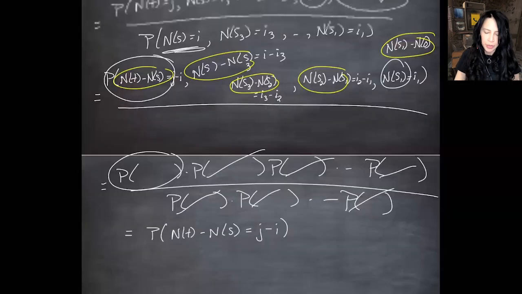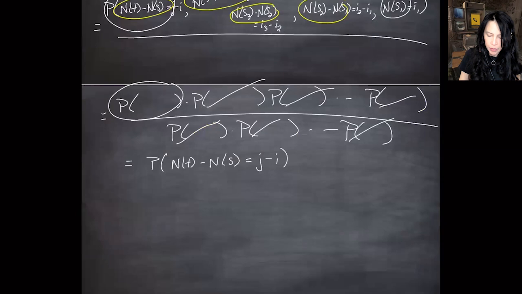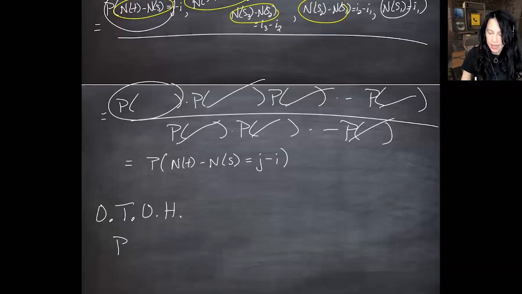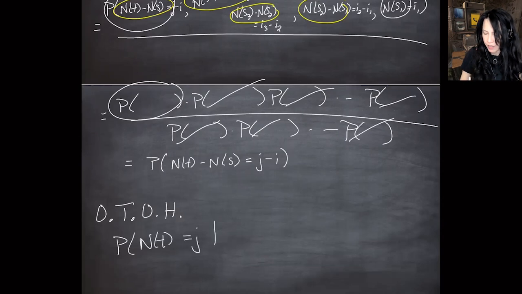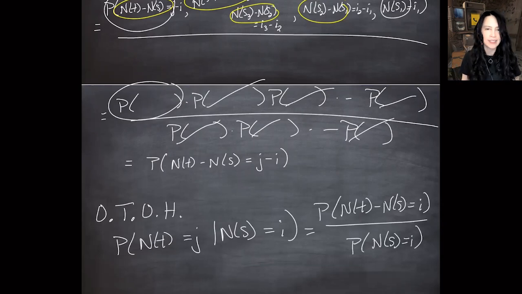And we started with a big conditional probability. To show that you have a Markov property, on the other hand, that's what I mean by OTOH, I would look at the probability that N of t equals j given N of s equals I. And I would write that out as the intersection over the probability of the one after the conditional line. I did not mean a negative up there. That should be the intersection. This minus sign should be a comma.